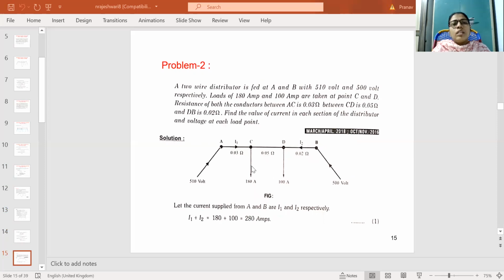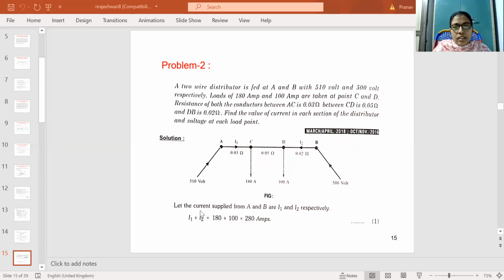And one more problem we will see regarding the DC distributor. A two-wire distributor is fed at A and B with 510 volts and 500 volts respectively. This is the case of a distributor fed at two ends. Loads of 180 amperes and 100 amperes are taken at the points C and D. The resistance of both conductors between AC is 0.03 ohms, between CD 0.05 ohms, and DB is 0.02 ohms. Find the value of current in each section of the distributor and the voltage at each load point.